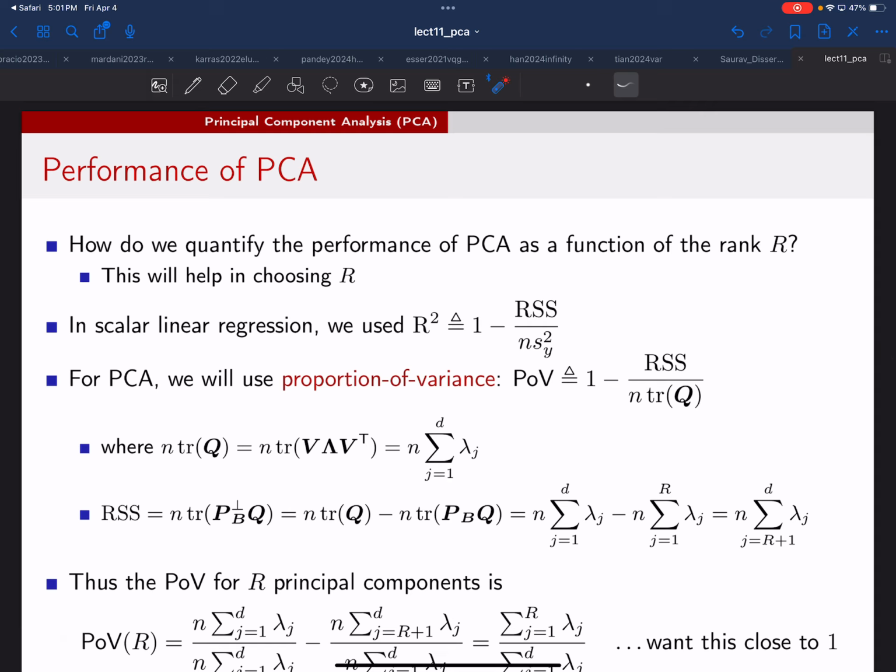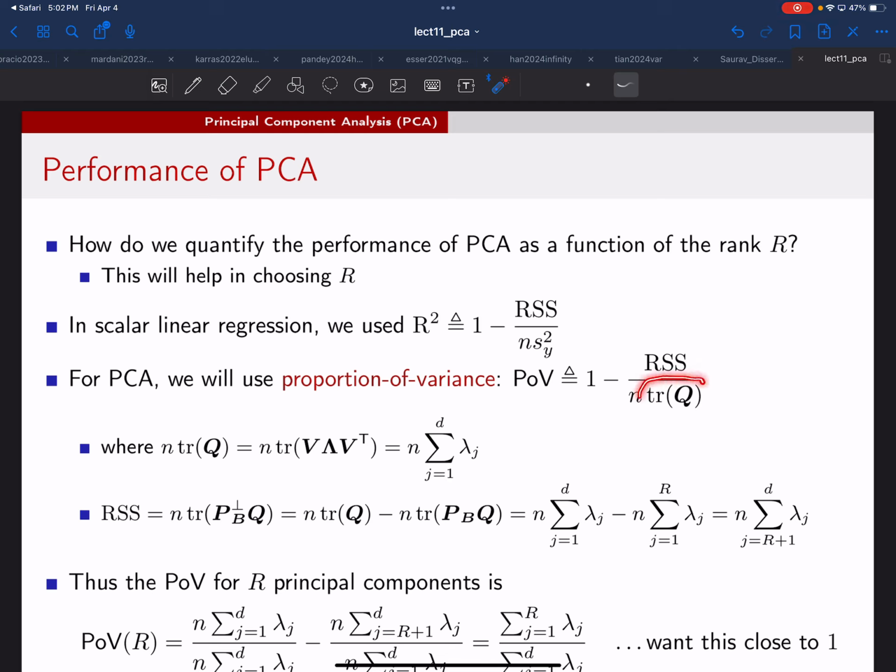That will help us choose the rank R. We've done this before with linear regression. When we talked about linear regression, we wanted to quantify how good of a fit we have. We used R squared. Don't confuse this R with this R. This is not italicized. So if you think back to then, the definition of R squared is 1 minus RSS over n times the target variance. Well, we don't have targets now.